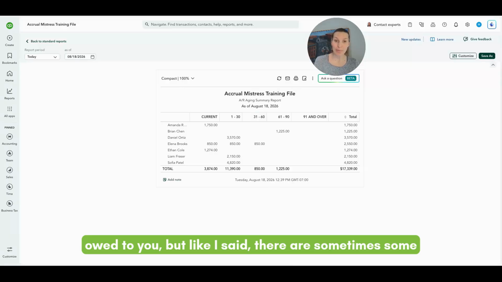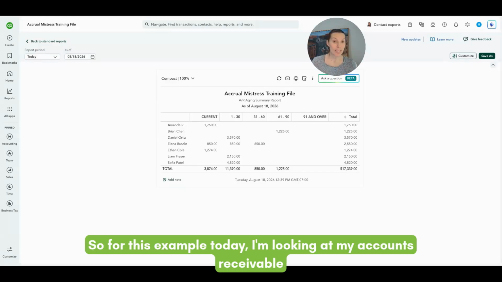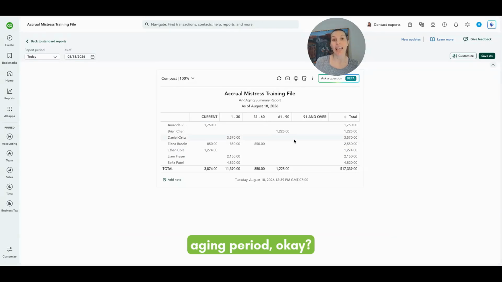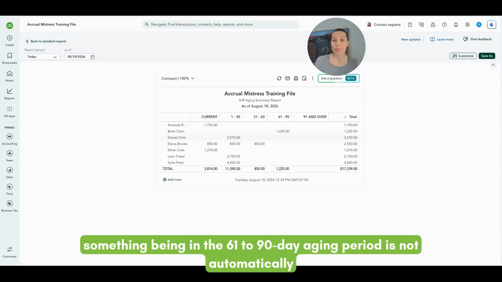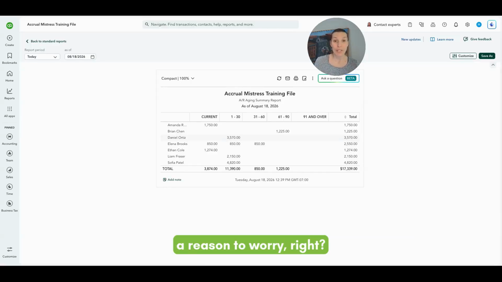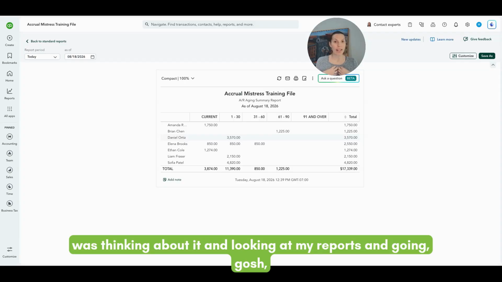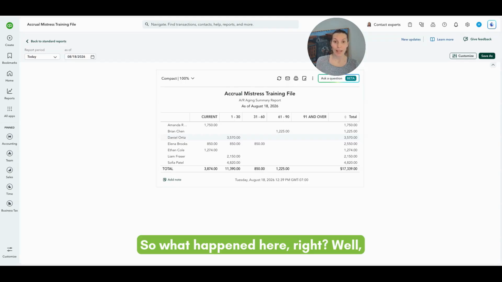But like I said, there are sometimes some things that can happen on our books that make this report inaccurate. So for this example today, I'm looking at my accounts receivable report and I see an amount in the 61 to 90 day aging period. Now, to be quite clear, as a general rule, something being in the 61 to 90 day aging period is not automatically a reason to worry. But what would be a reason to worry is if I was looking at my reports and going, gosh, I really think that Brian Chen actually paid that invoice. So what happened here?